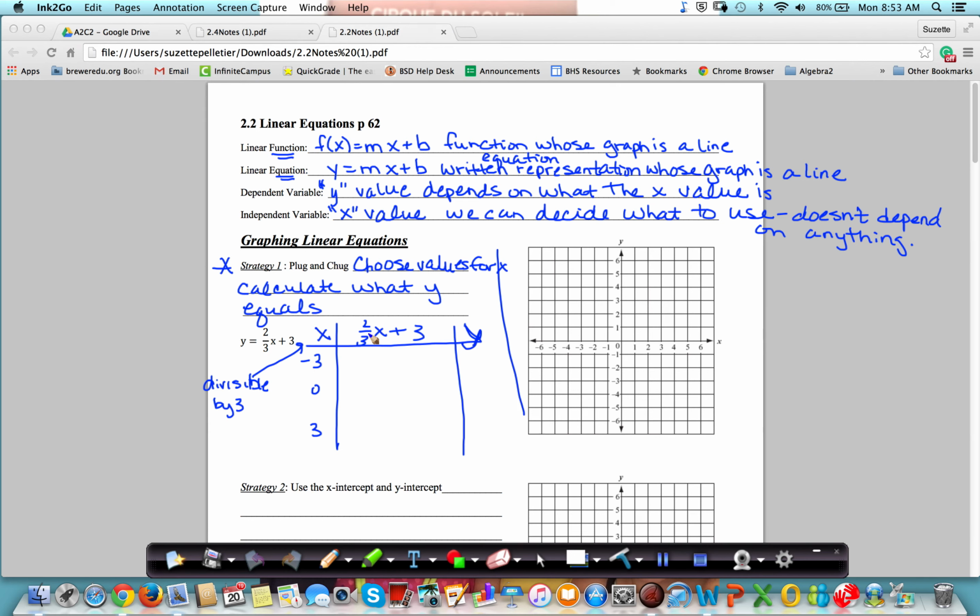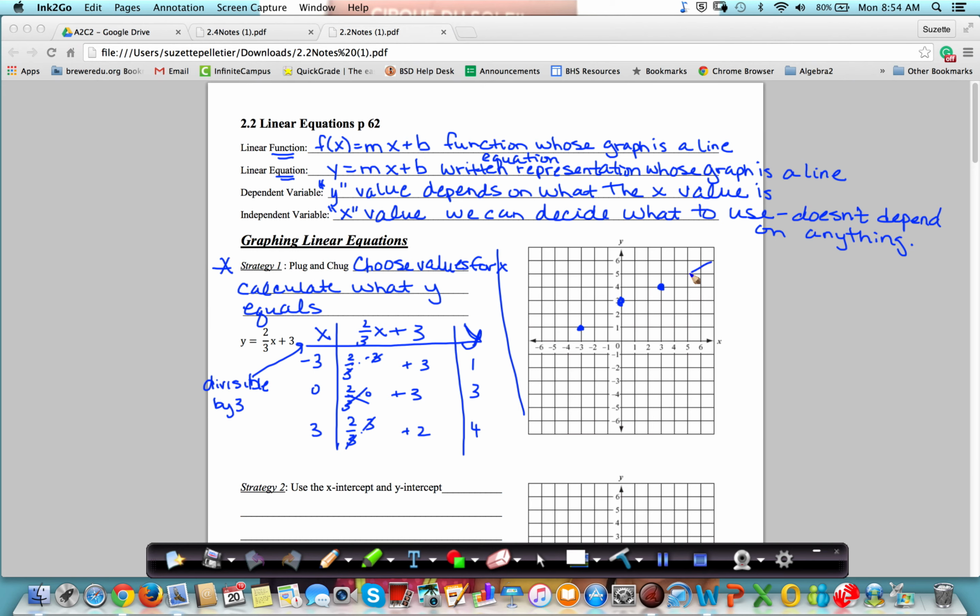So let's do that. So we're going to get 2/3 times -3 plus 3. So these guys are going to cancel. -2 plus 3 is going to give me 1. Okay. Then we're going to choose 0. So 2/3 times 0 plus 3. 0 times anything is 0, crosses out, and we get 3. And then we're going to do 2/3 times 3 plus 2. The 3's are going to cancel. 2 plus 2 is 4. So my ordered pairs are -3, 1, 0, 3, and over 3 and up 4.